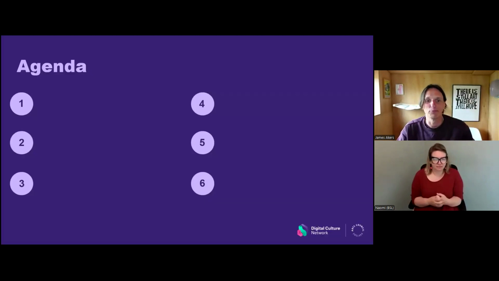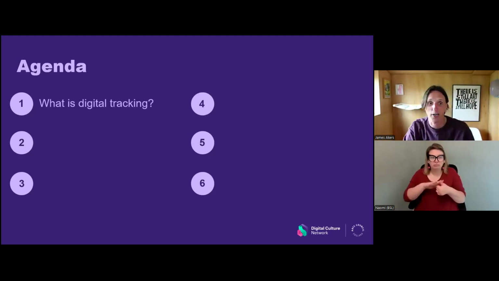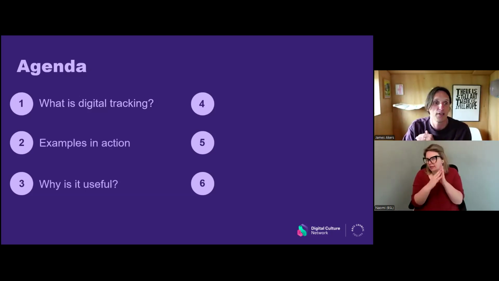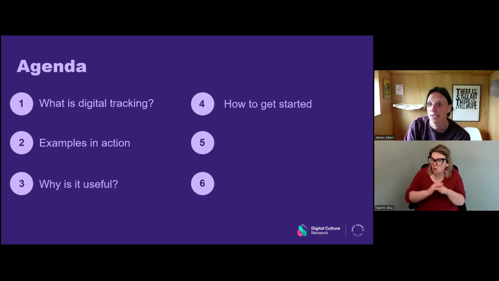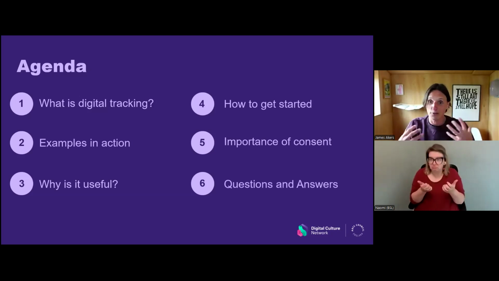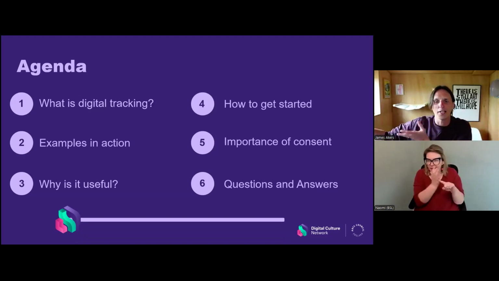Okay, let's get going. So today's agenda, we've got 6 different areas. The first one is what is digital tracking? We're then going to look at some examples in action. Why is it useful in this day and age? How to get started, the importance of consent, and then we'll get to the Q&A at the end. At all these sections, I'm going to put in this little slider so you know where you are as we're going through. It'll get to the end by the end of it.